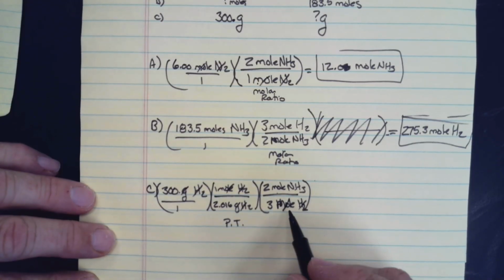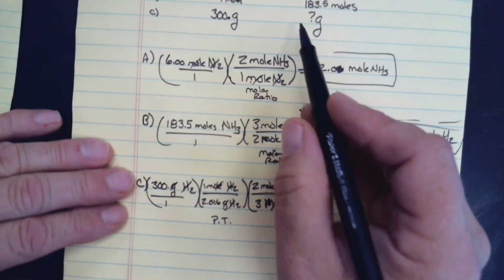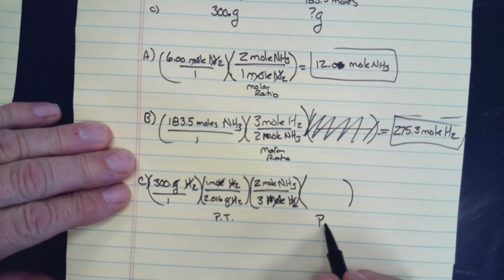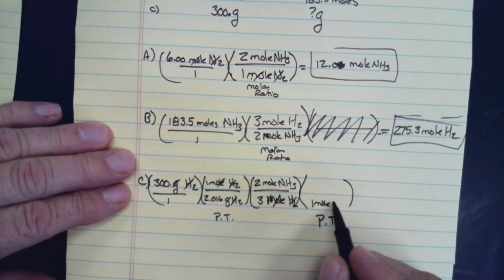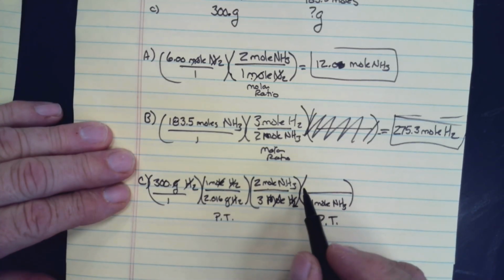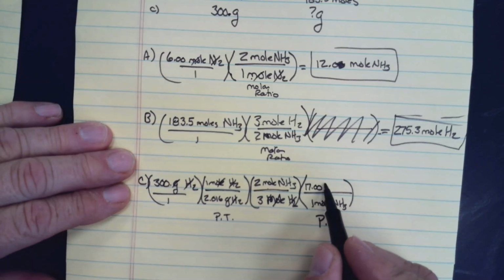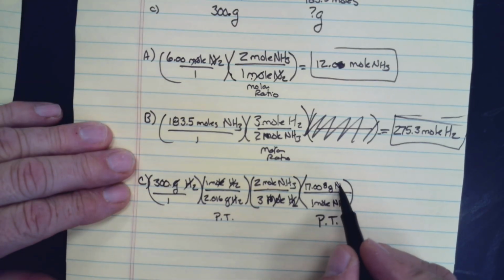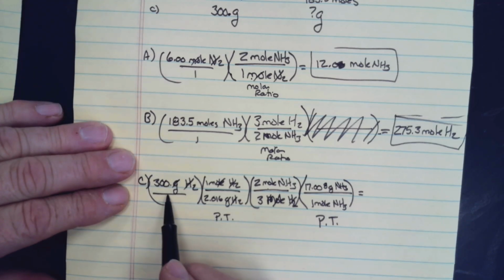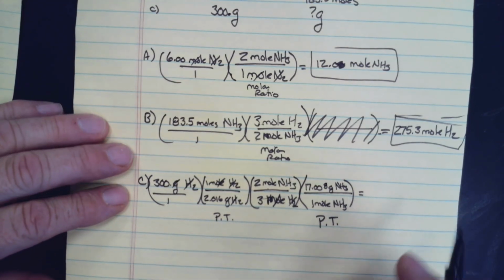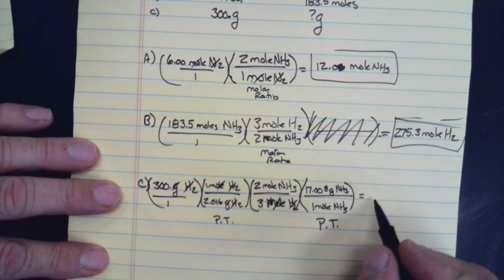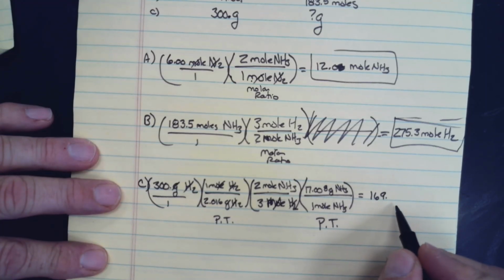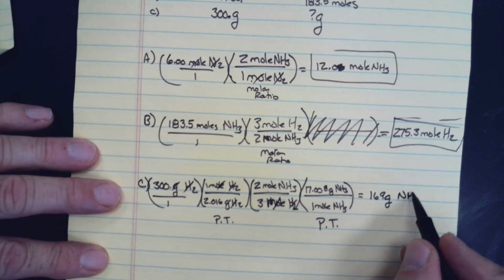I'm in moles of NH3 now, but the problem asked for grams, so I'm going to have to go to the periodic table. And in 1 mole, because the periodic table only tells me what 1 mole is, it is 17.008 grams of NH3. 3 sig figs is my least amount. And I do the math, and it turns out to be 169 grams of NH3.